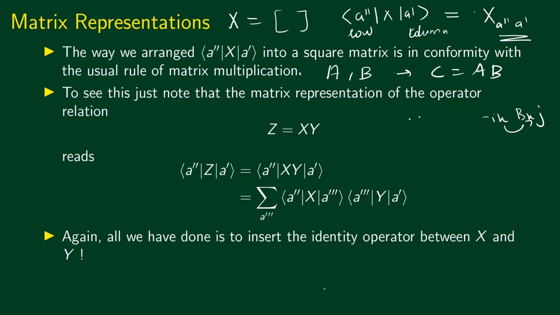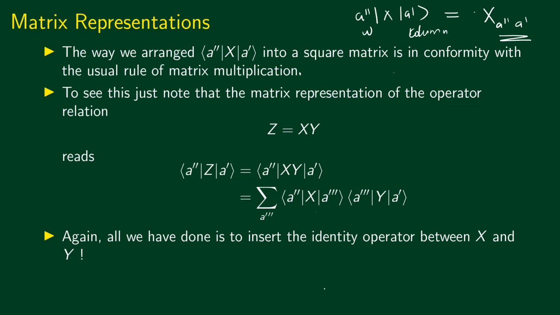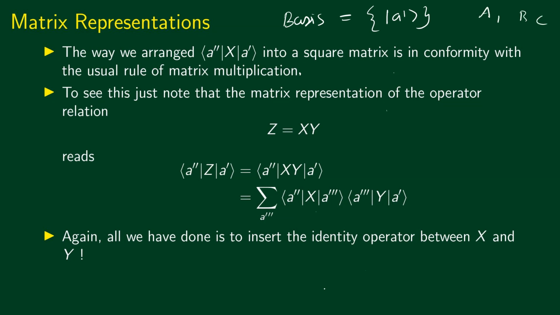Now, what have we seen so far? Let me just summarize the matrix representation of operators. We saw that the basis vectors that we use in quantum mechanics are always the eigenkets of a Hermitian operator. We could choose different bases. We could choose the eigenkets of operator A or operator B or operator C, as long as these are Hermitian operators.